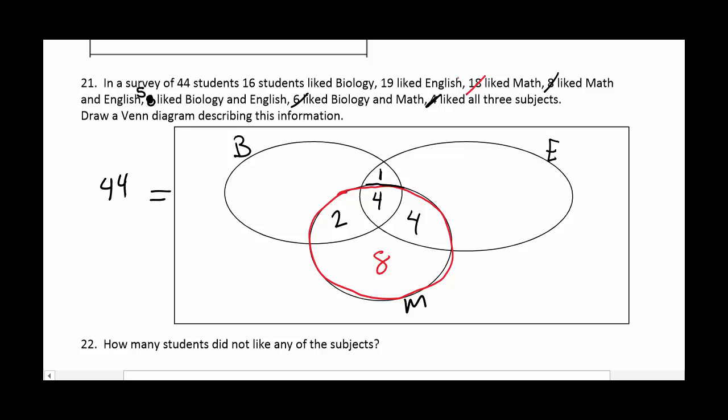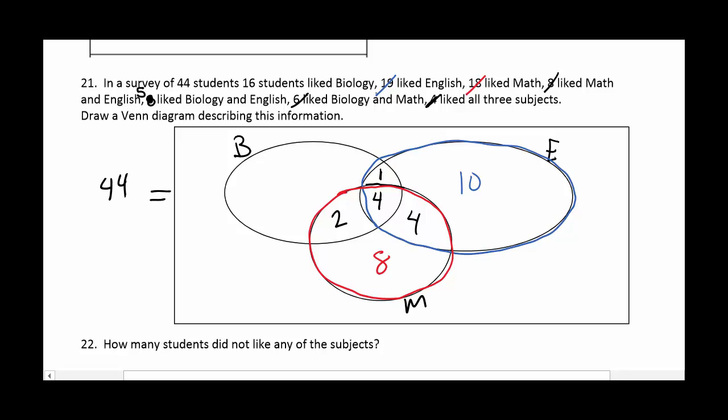So there's that. 19 in English. So I'll come over here. I'll make that nice blue circle. Hopefully this isn't too confusing. So 19 of them. How many do I know of so far? I know 4, 4, and 1. So I know 9 of them. So that means 10 of them have to be just English and don't like anything else.